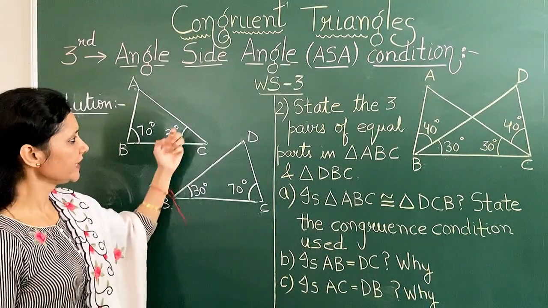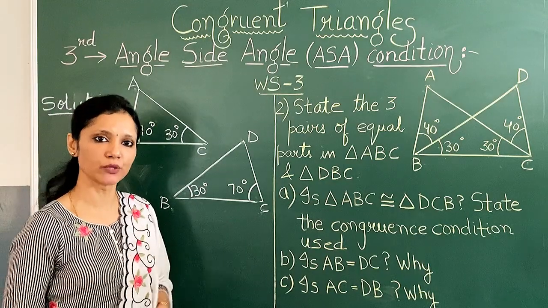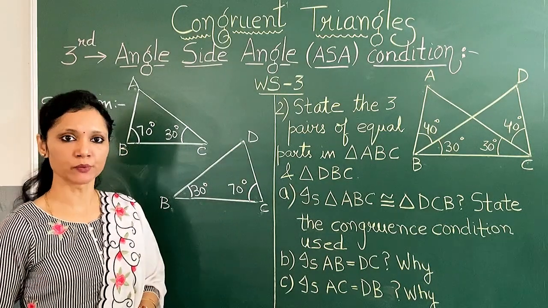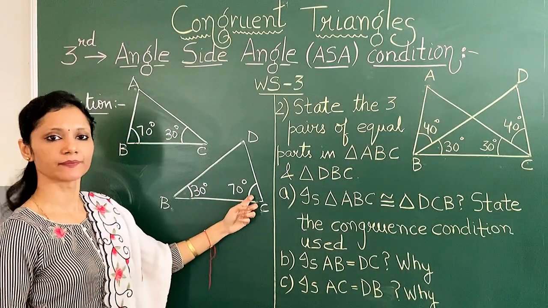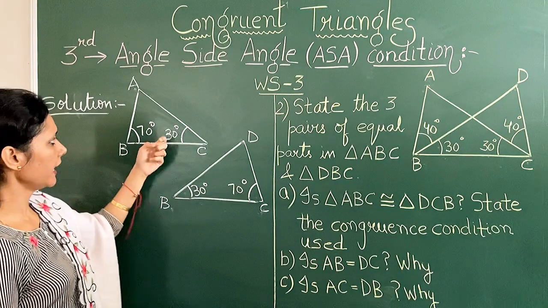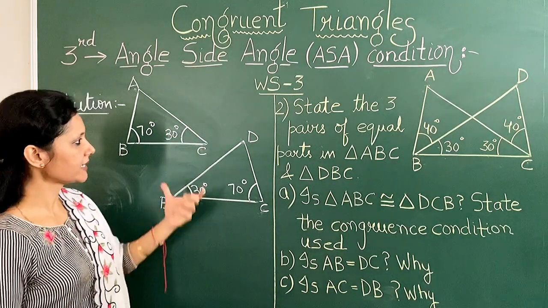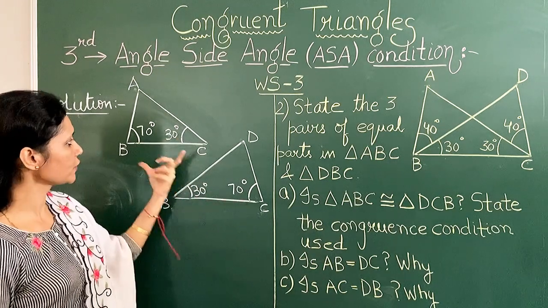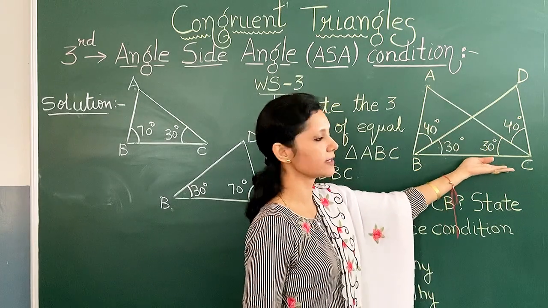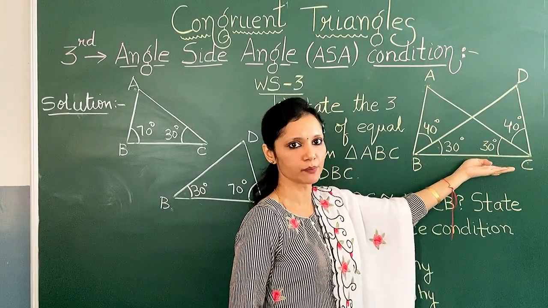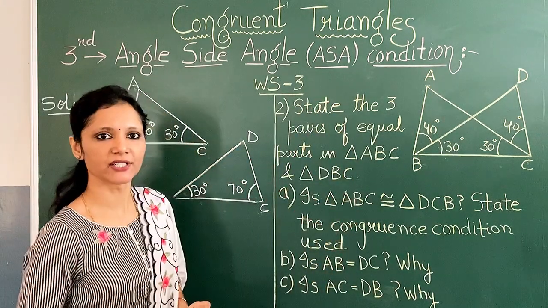So in order to prove these two triangles congruent by ASA condition, we need two pairs of equal angles and one pair of equal sides. So as you can see here, this 70 degree angle is equal to this angle, which is also 70 degree. Again this is 30 degree and this is also 30 degree. Now what about the side? As you can see, the base of these two triangles is BC. Why? Because these two triangles are on the same common base BC. So that means BC is common to both the triangles. So hence all the three conditions are satisfied.